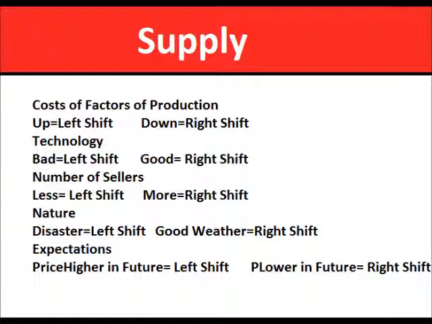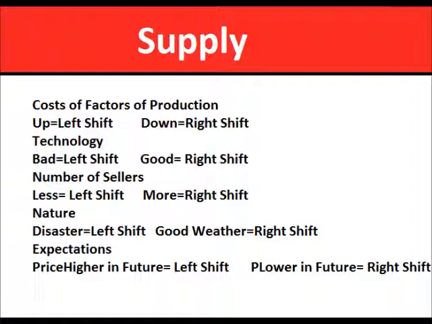Technology can also shift supply. A good thing can be a better technology that helps increase productivity of a factory or workers, which is considered a good thing and a right shift. And something bad in technology, which could be an outlawed technique or disposal method, ends up costing you more, so it'll cause a left shift.